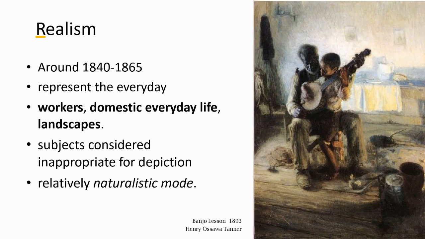So here we have a banjo lesson, and this is an African American gentleman teaching this young boy how to play the banjo. They are obviously not wealthy people, you can see from the background. And this was not something that painters were clamoring to depict before this. This is not romantic in any way. Remember, romanticism is about that nostalgia, while realism is about looking at the here and now.